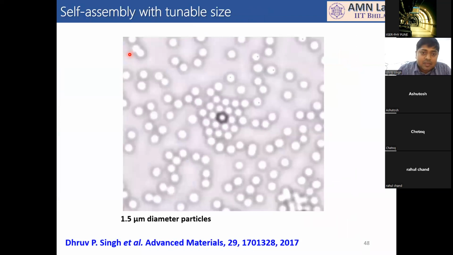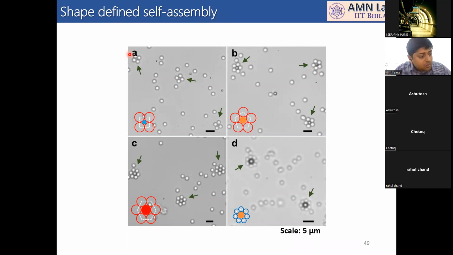Okay. So, we saw that we can tune the size of these dynamic structures, and further, by choosing the size ratios of these passive and micromotors, we can also tune the shapes of these structures, or the unit cells I'm saying here, like a square, pentagon, hexagon, heptagon, different shapes we can form.